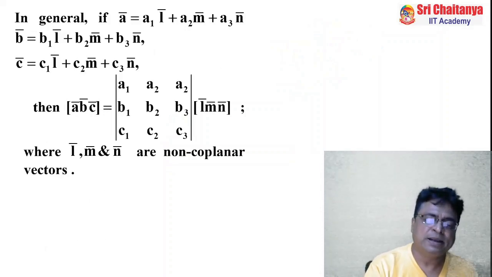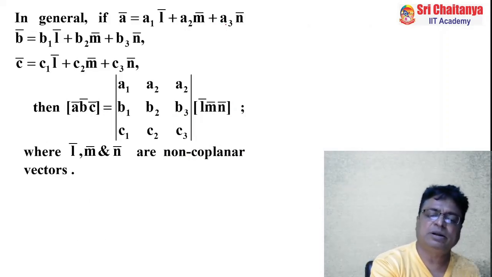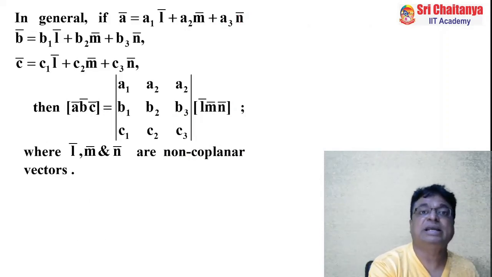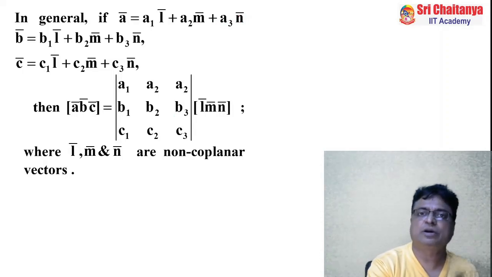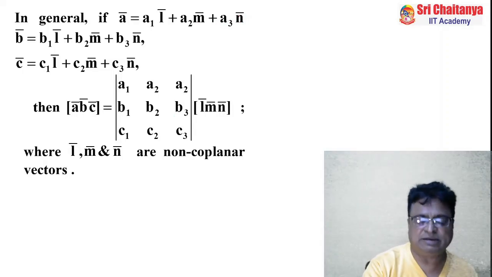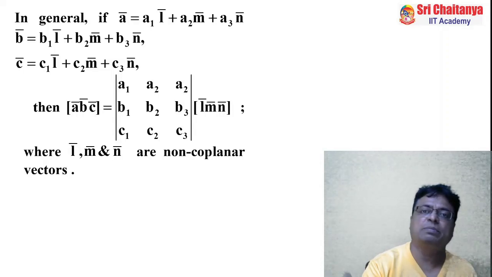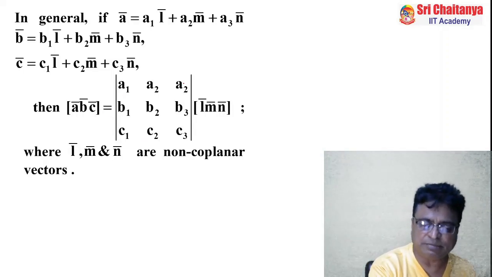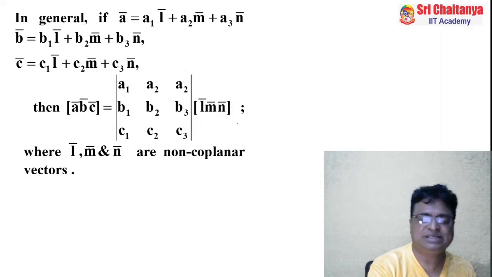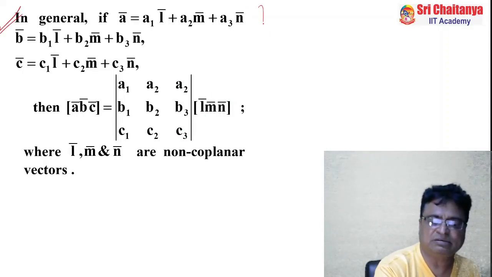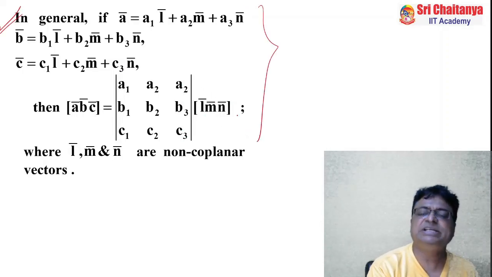Now coming to A bar equal to A1 L bar plus A2 M bar plus A3 N bar, not IJK. L bar, M bar, N bar are not unit vectors; there are some other vectors. A1 L bar plus A2 M bar plus A3 N bar, B bar, similarly C bar. Then box ABC is equal to determinant times box LMN. This is important. This is general. But box IJK is equal to 1.